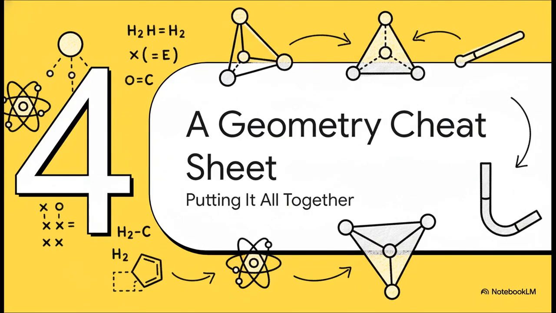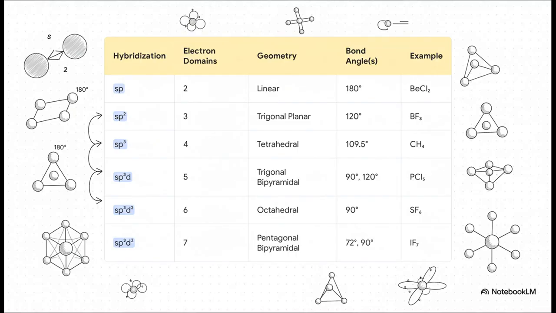So, we've just walked through all the fundamental recipes for building molecules, from the simplest to the most complex. Now we can take everything we've learned and put it all together into one single, comprehensive cheat sheet. This is where we connect the recipe directly to the final shape. And here it is, the ultimate cheat sheet. This table lays it all out. Just look at the logical progression.